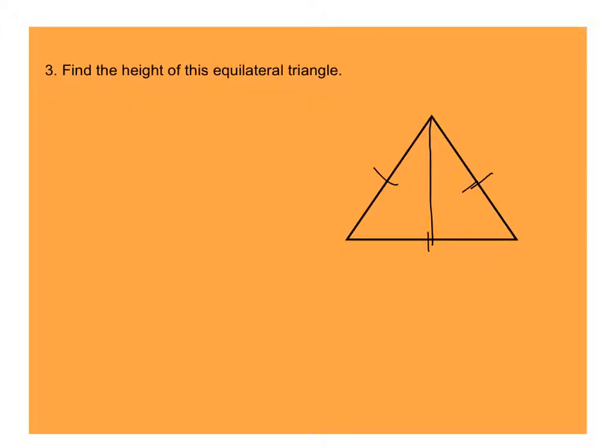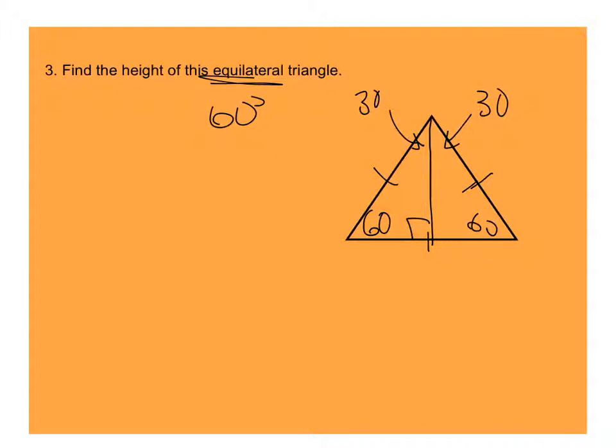So what I'm looking for is this. In an equilateral triangle, every single angle is 60. So it goes 60, 60. But now since I split this, that means that's 30 and that's 30. So I got a 30, 60, 90 triangle.